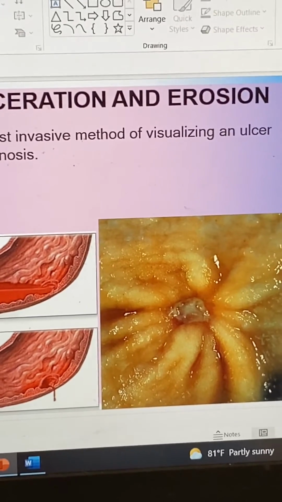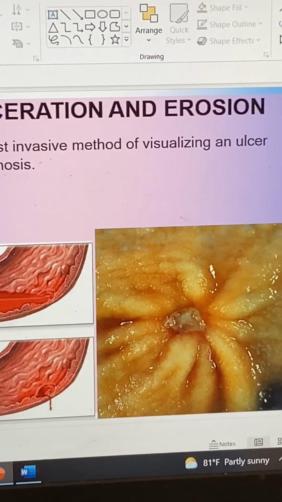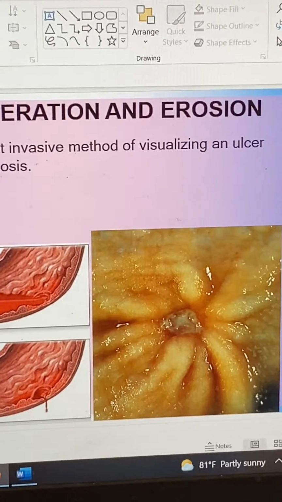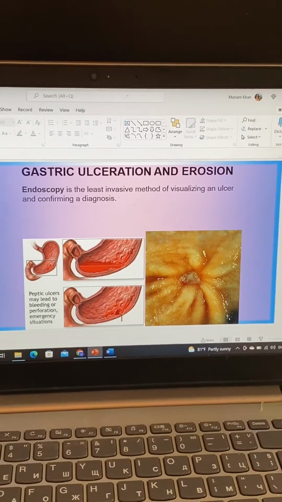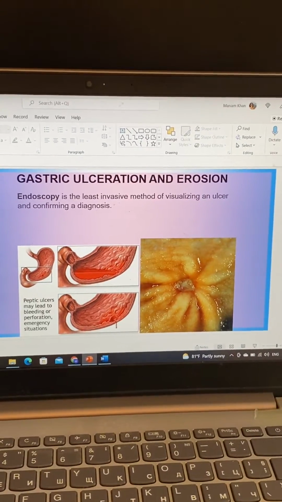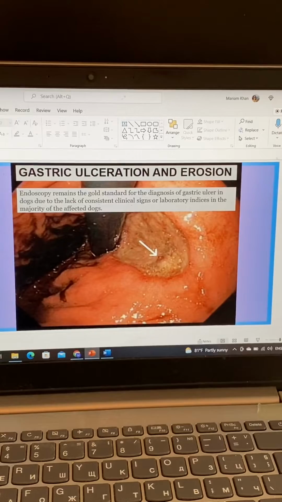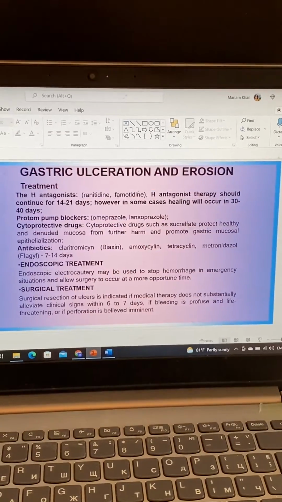And erosion is not a penetration of the muscularis mucosa though. So that's how they differ. So in terms of etiology, it's usually caused by something called a gastrinoma. So yeah, you can see erosion differs.